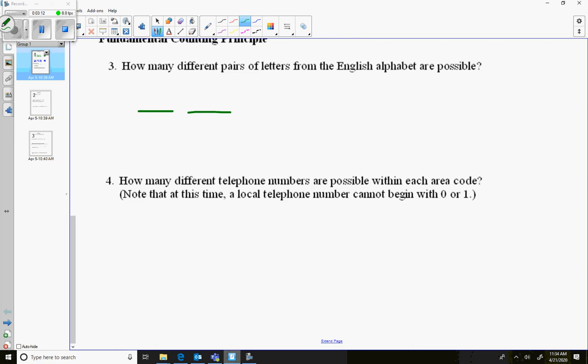So I'm going to put down 2 blanks of letters. Well, how many letters are there? So we have 26 possible letters to choose from for the first blank. How many letters for the second blank? Still 26 letters. And we always multiply. So 26 times 26. I'm cheating. I don't have a calculator, but I do have the answers on a paper in front of me. So 676.